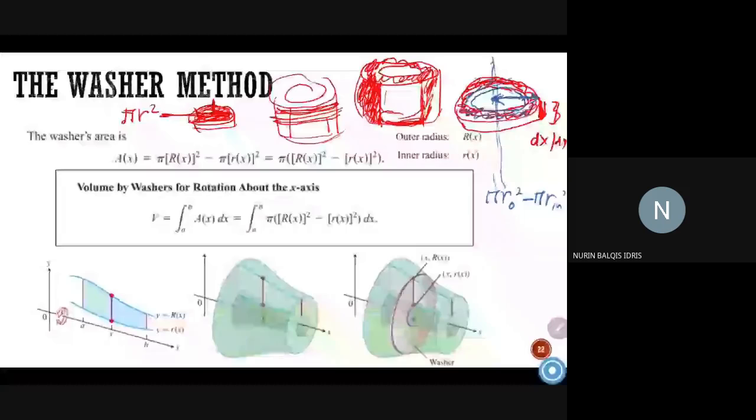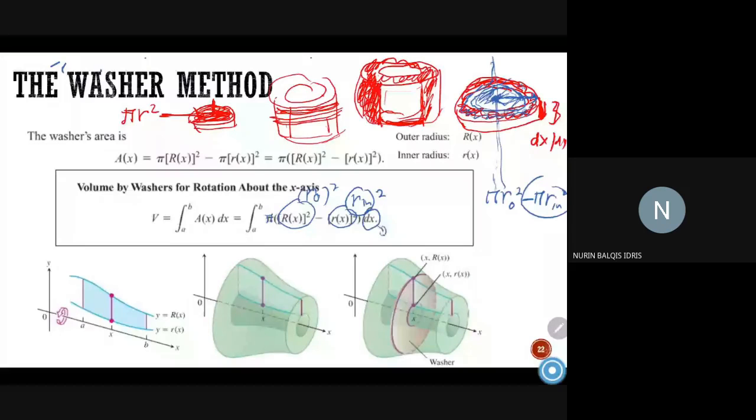Sebab area yang bulatan besar tolak area bulatan kecil ni will give you area yang merah ni. Area yang biru ni adalah pi r in square. Okay, so that's why the formula here we have pi r out square minus r in square. Yang ni saya regard tadi as r naught square, yang ni sebagai r in square. Okay, so daripada situ and then dx ni nothing but just the height of your disk here.